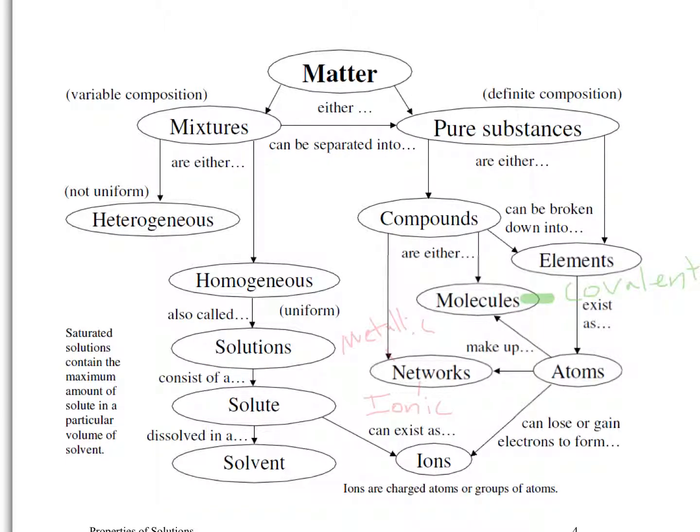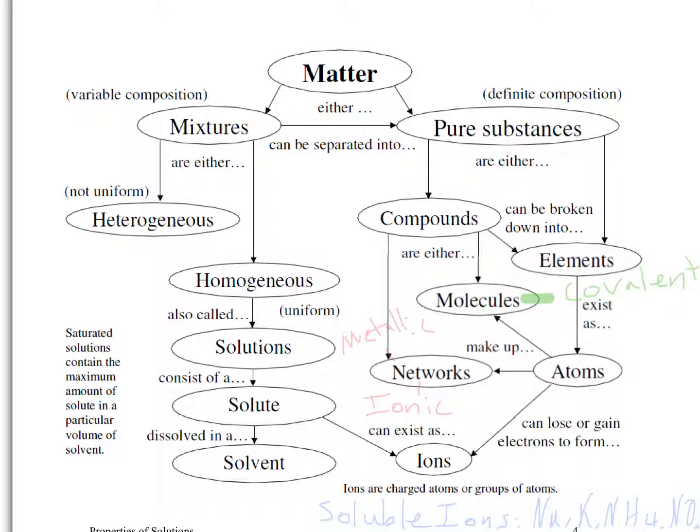Okay? A solution is uniform throughout, and a solution is made of a solute that is dissolved in a solvent. Often our solute is an ion, okay? And often our solute is going to be one of our soluble ions, and let's go ahead and put those here as a good reference for later. Our soluble ions, okay, Na, K, NH4, and NO3.